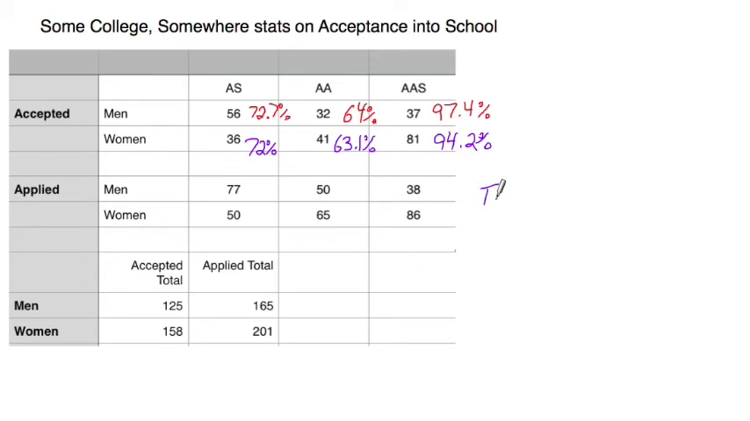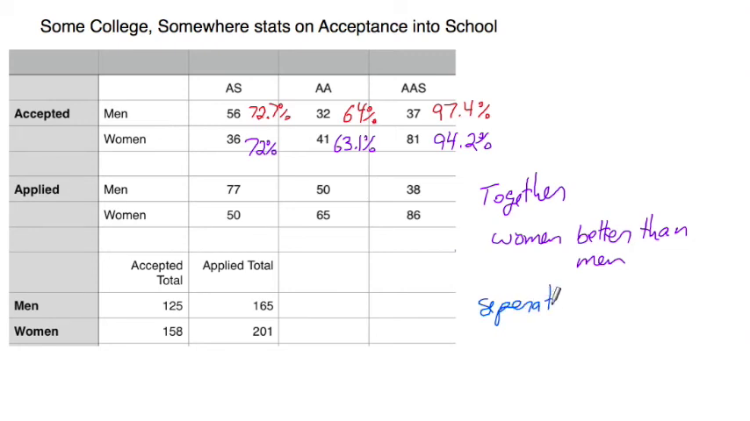So together, women better than men. And then separate, men better than women. Things flipped around. This is what happens with Simpson's Paradox.